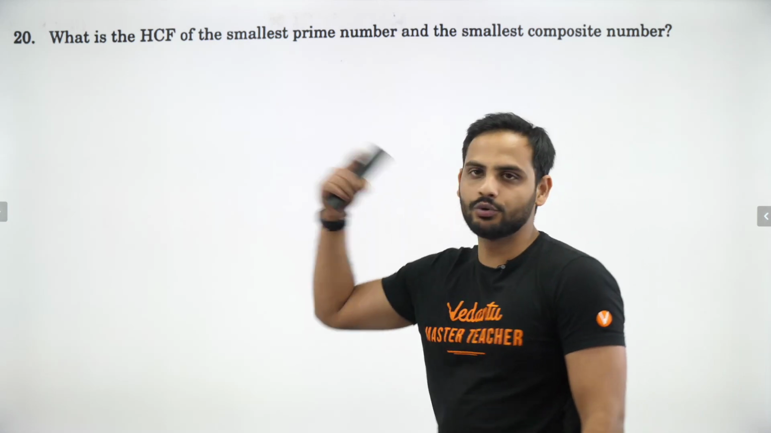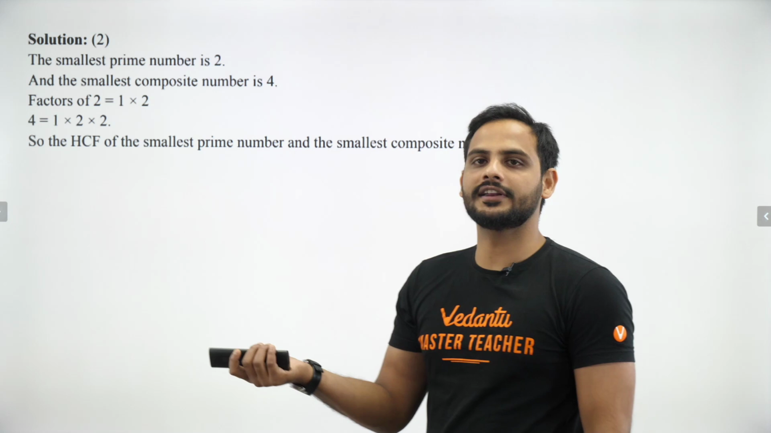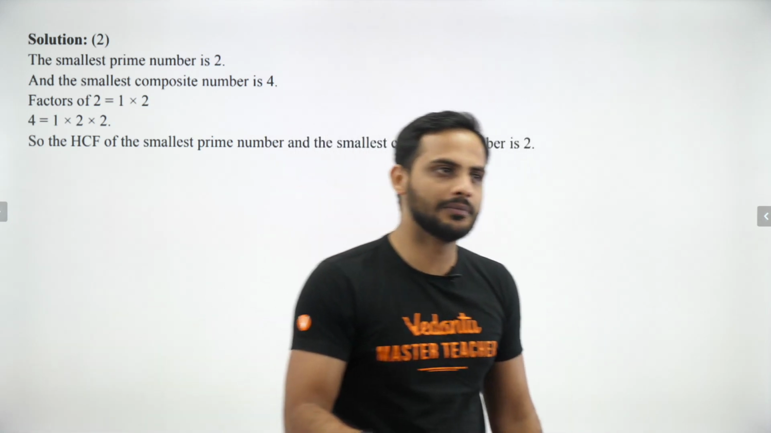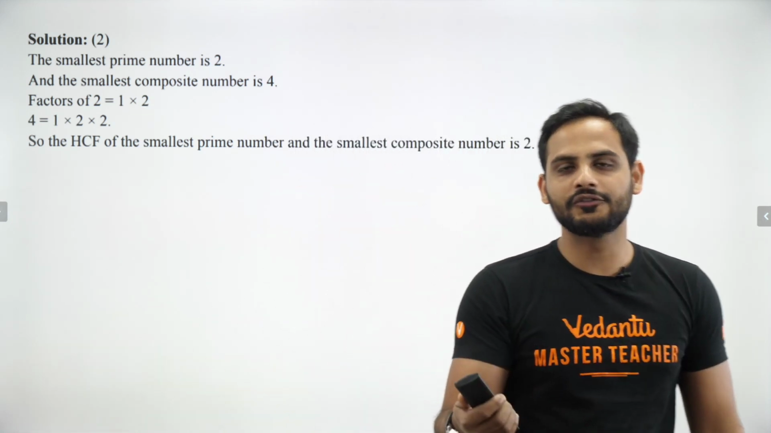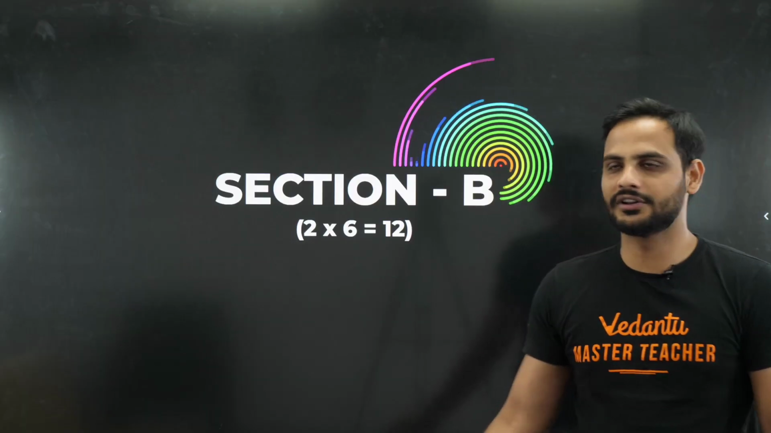So HCF of 2 and 4 will again be what? 2 only. देखो इतना easy question था, but they have twisted it. Tell me the HCF of smallest prime number and smallest composite number. But if you will see, it is nothing but the HCF of 2 and 4. Understand? Okay, चलो, let's move to the next question.